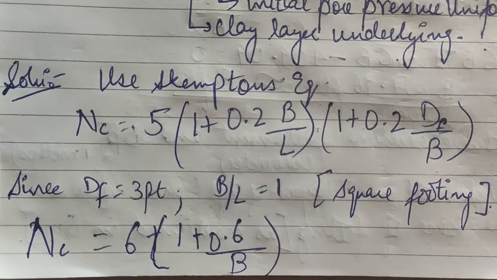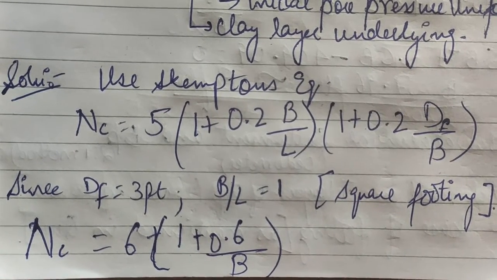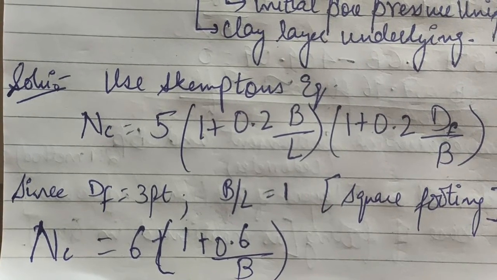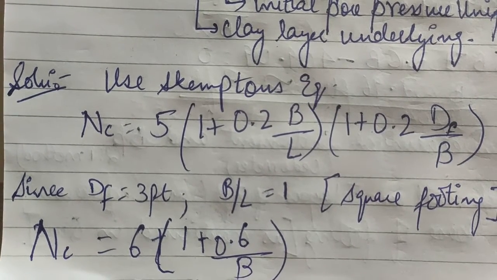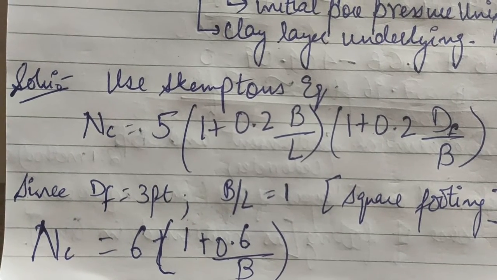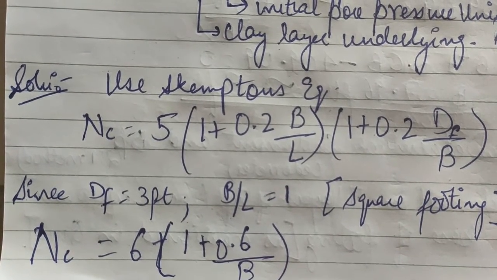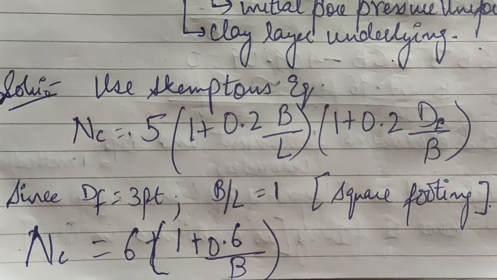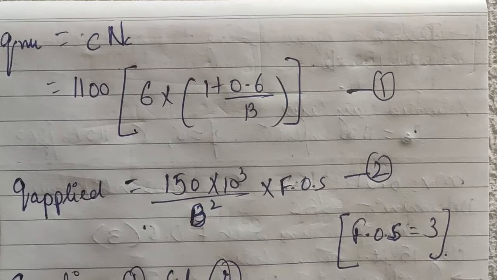To begin with, using Skempton's equation, we'll determine the value of Nc, since the depth of foundation is 3 feet and in case of a square footing, our B by L ratio is equivalent to 1. So from here we get the value of Nc as 6(1 + 0.6 B).